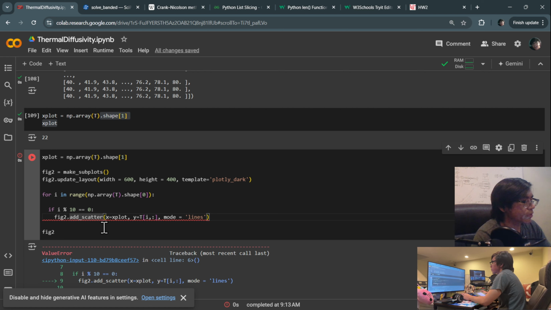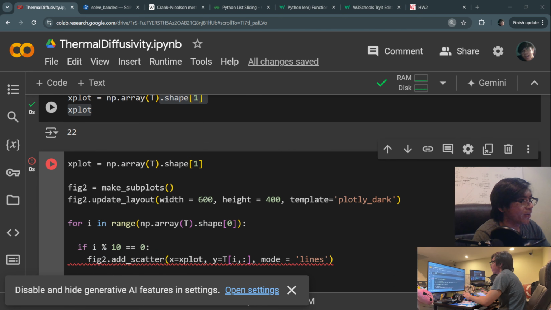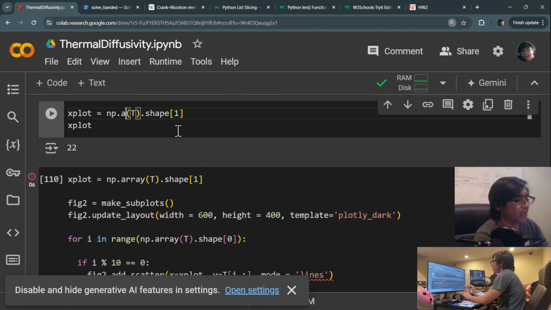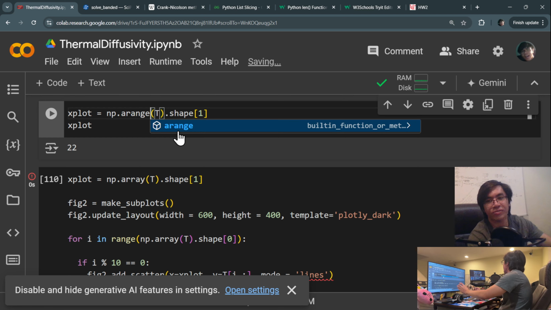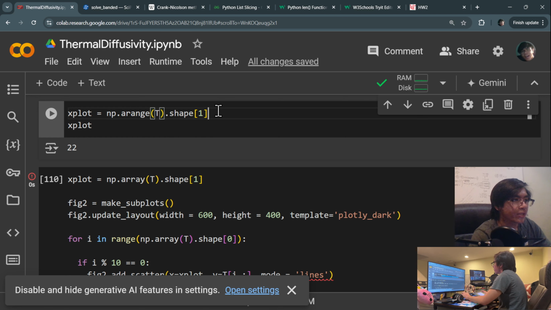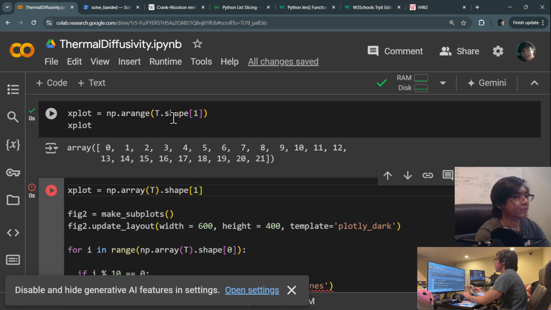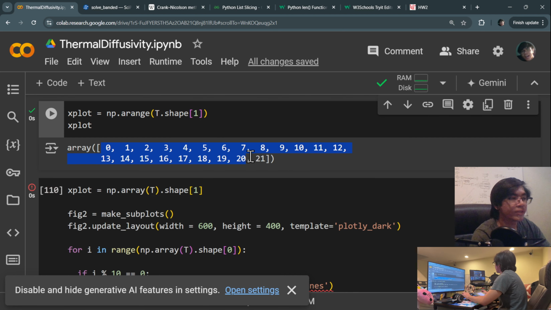Do add scatter. All right, pick two. Right here. Needs to be a range. A range returns that interval. Remember the array, and it needs to be in the shape of T. And we grab that. So now it should be an interval or an array.